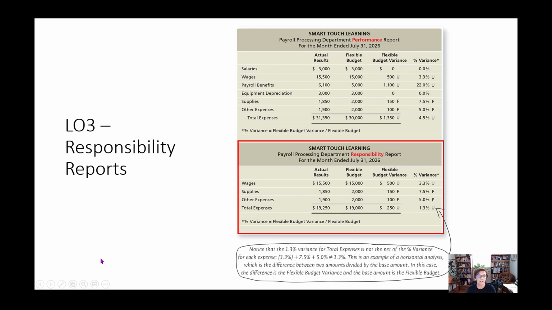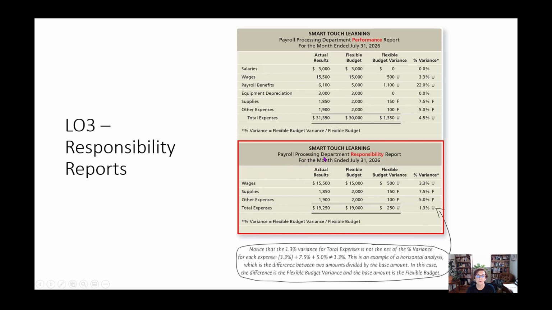Now, responsibility reports are prepared for these centers that we were talking about. And this might look familiar to you. It looks very much like the performance reports that we prepared in the prior chapter. So what you'll notice is there are some things up here that are not on this manager's responsibility report.